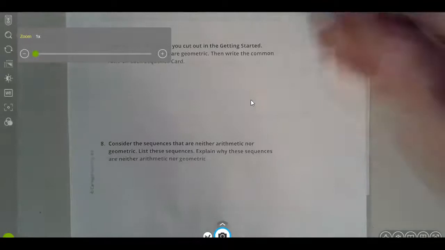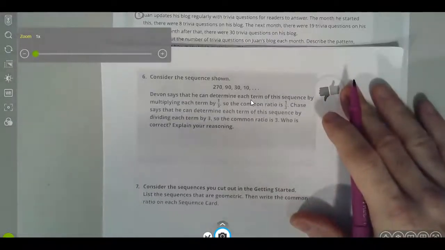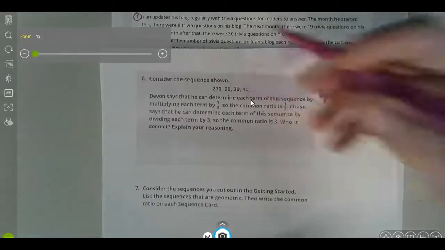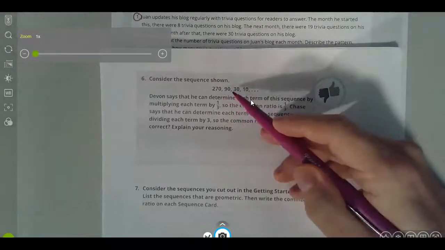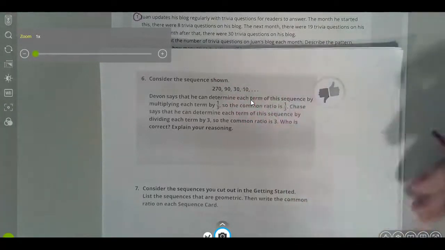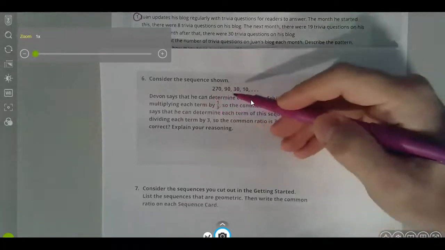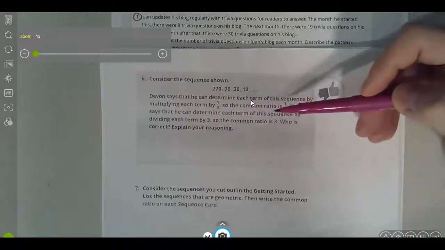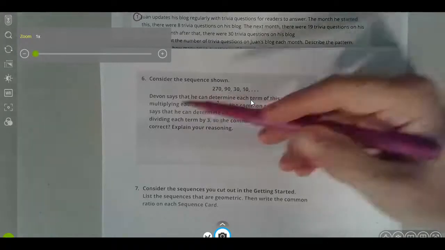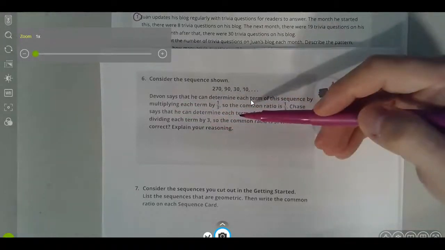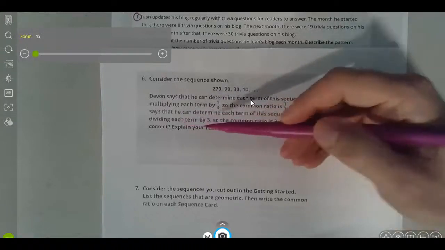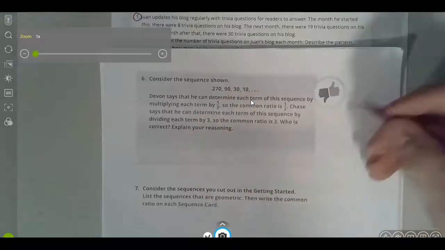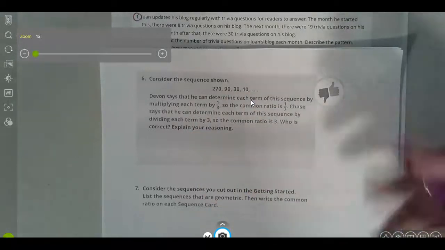Okay. So what we are looking at is we're asked to consider the sequence shown in which we have 270, 90, 30, and 10. Devin says that he can determine each term of the sequence by multiplying each term by 1/3, so the common ratio is 1/3. Chase says that he can determine each term of this sequence by dividing each term by 3. So, the common ratio is 3. Who is correct? And explain your reasoning.